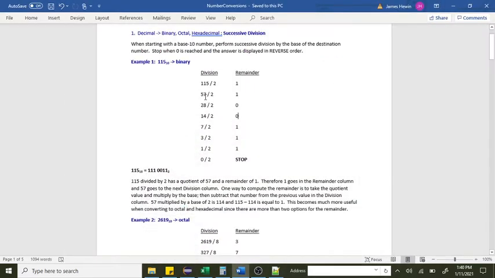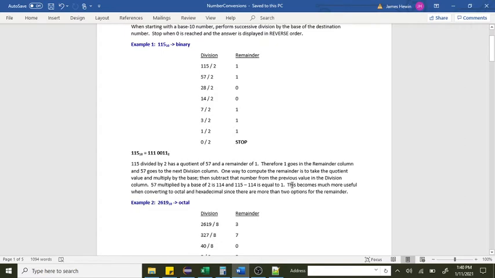Okay, so the other ones are going to be the same. It's just you're going to change the base number you're dividing by. One other thing I want to point out here is the remainder. Now with binary numbers, it's not too bad because it's only going to be 0 or 1.